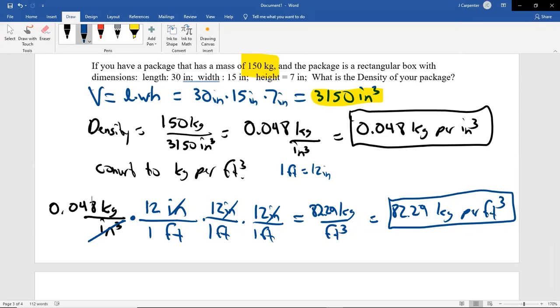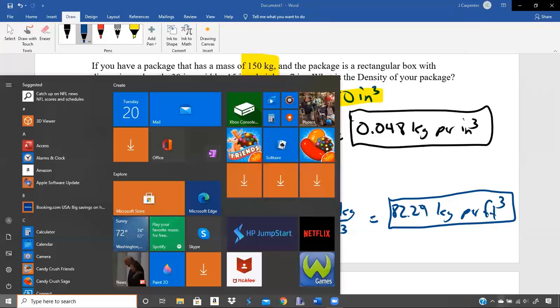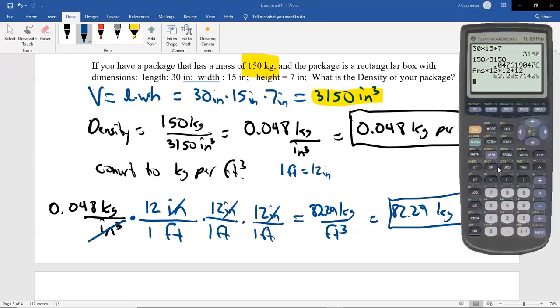Now, I said in this problem, I didn't use the 0.048 to multiply. I actually used the exact number in the calculator. Let me show you what we would have gotten if we did this with the 0.048.